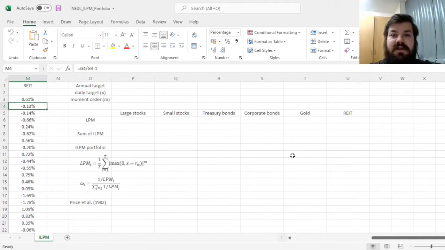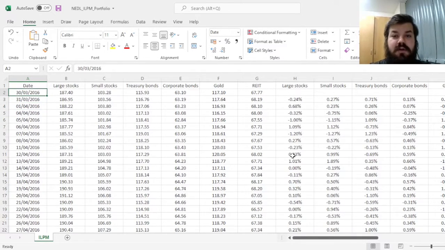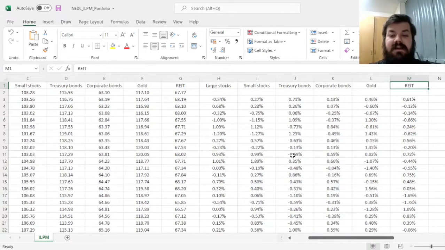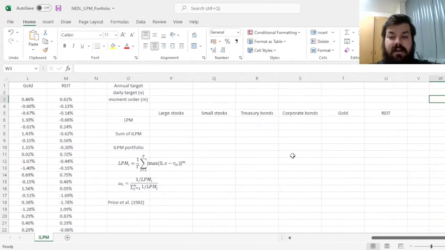We would be able to minimize or at least limit the downside risk of a portfolio of assets, as we wish to define it. And to visualize the application of the ILPM portfolio, we've got 5 years worth of data on six major asset classes with daily returns already calculated.